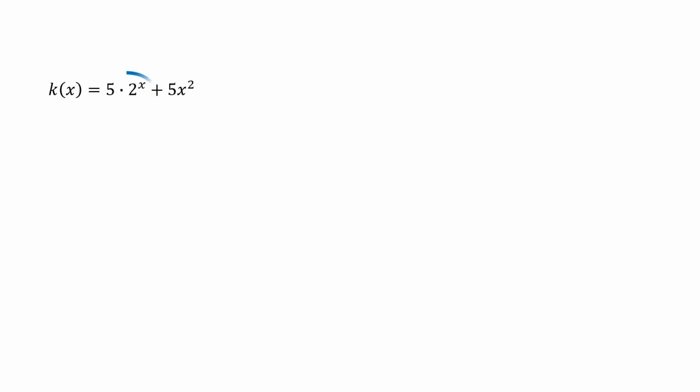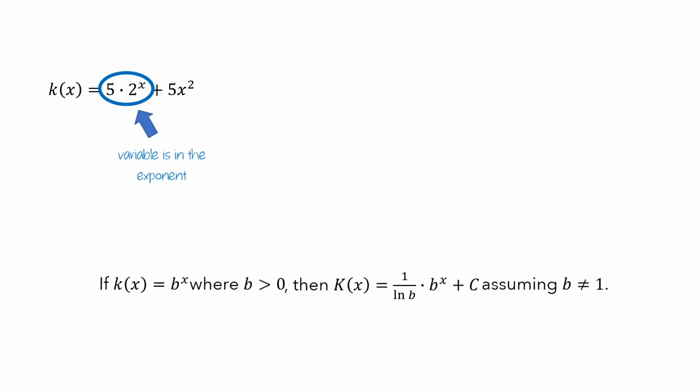If we look at the first term of k, there is a variable in the exponent. This means that it's an exponential function, and we can use the corresponding rule to compute its antiderivative. In this case, the base is equal to 2, so we'll use 2 in the antiderivative formula. So, for the antiderivative of little k, the first term should be 1 over the natural log of 2 times 2 to the x. And since the first term in little k of x is a coefficient of 5, we'll multiply the first term in the antiderivative by 5.